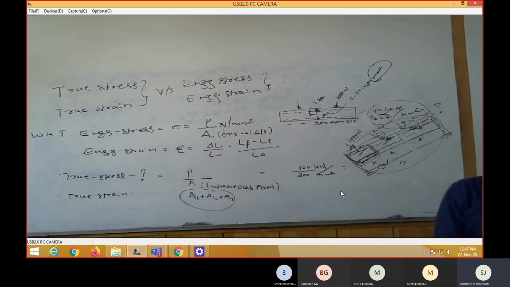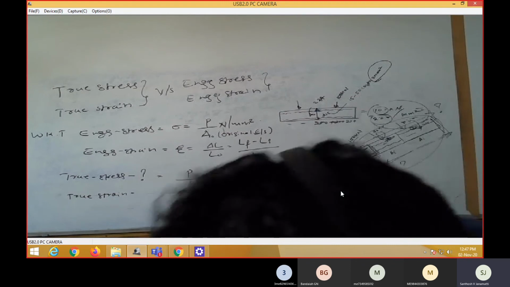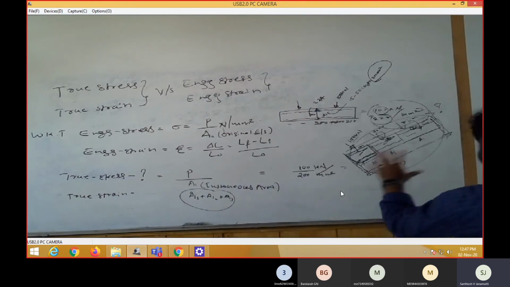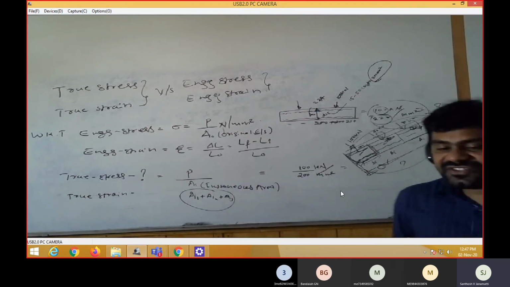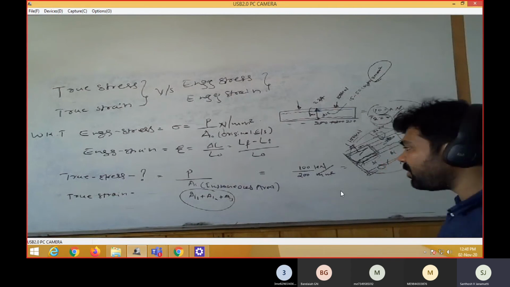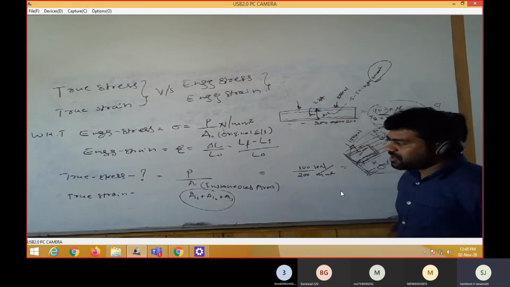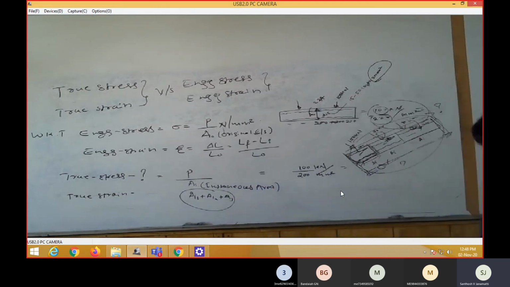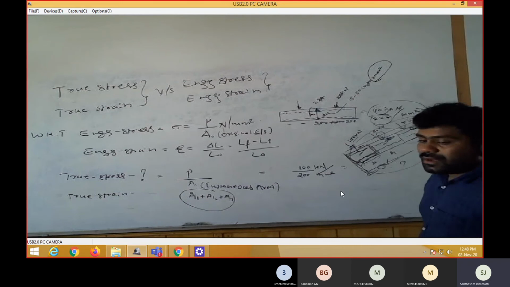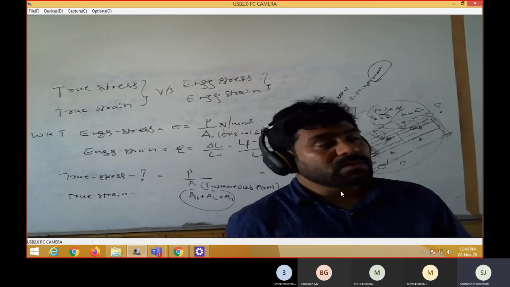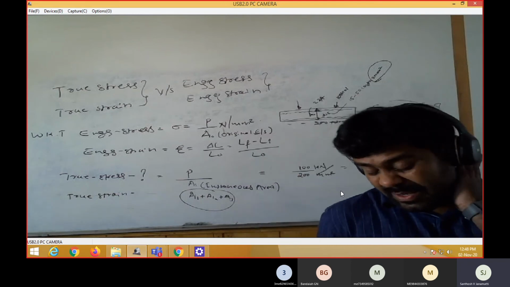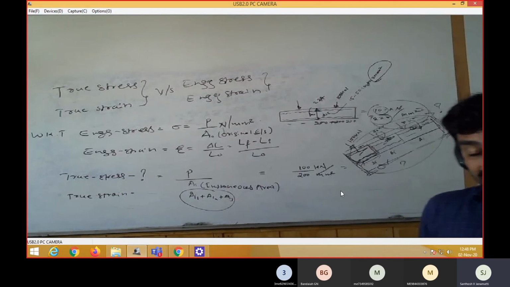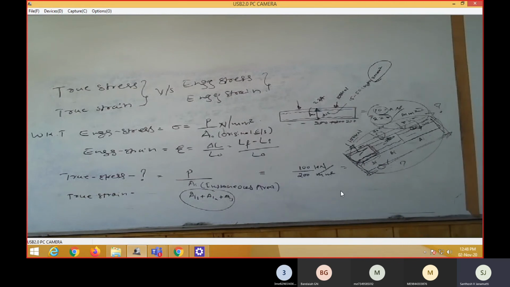If you consider the values you got after conducting a test, those are the instantaneous values with respect to area or with respect to length. With respect to length, that is the change in length to the original length. Hope you understand this. After conducting the experiment, what will be the value of that particular sample or structure? If you take those values, that is what true stress is.